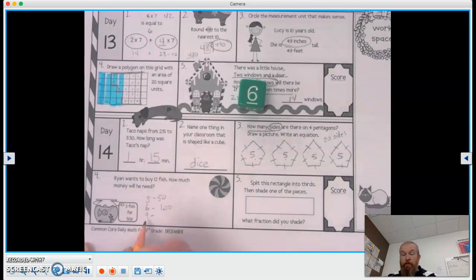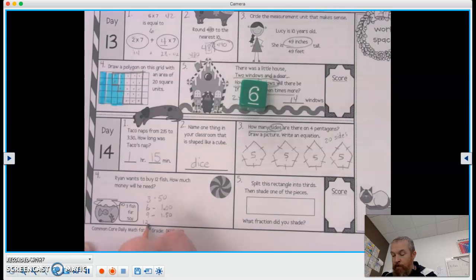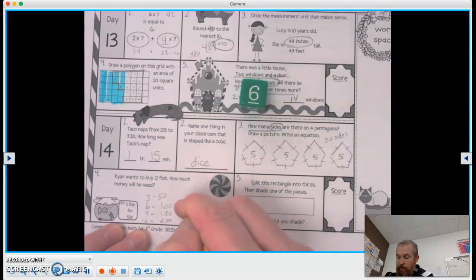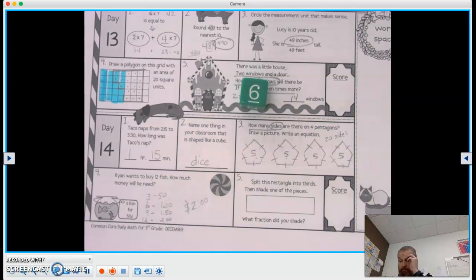9, because that's 3 more, would be $1.50. Okay. And 3 more is 12. And that equals $2. So how much money? $2. Okay.